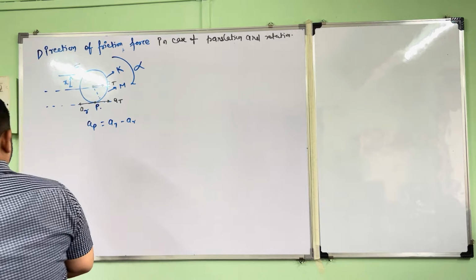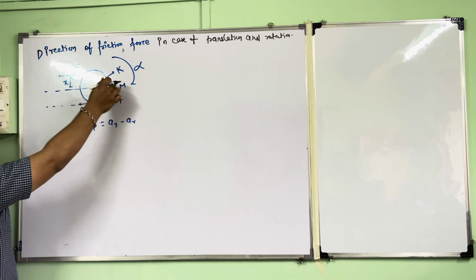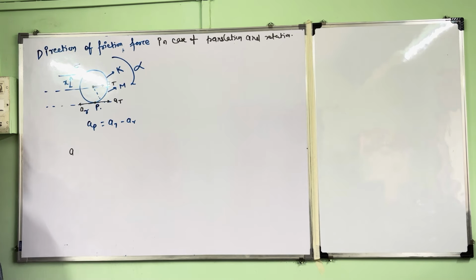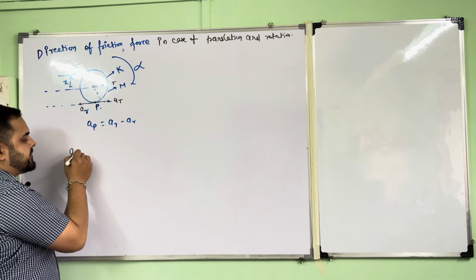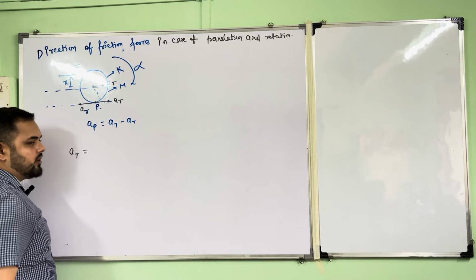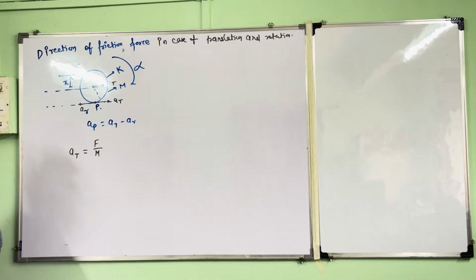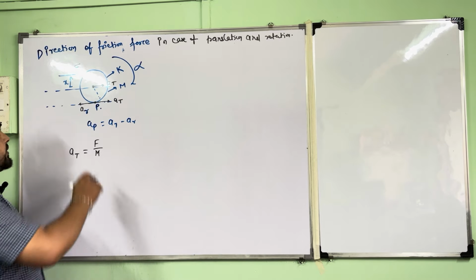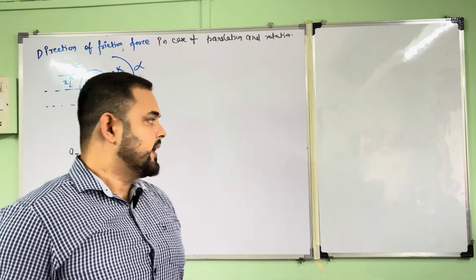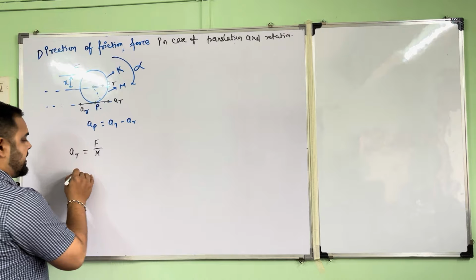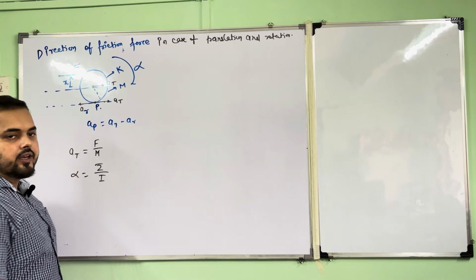See, if you apply a force F on mass m, the acceleration of the body, that is translational acceleration, is F divided by m. Very simple. Next one, what is AR? For finding AR, we must have alpha. Alpha is torque divided by I, that is moment of inertia.